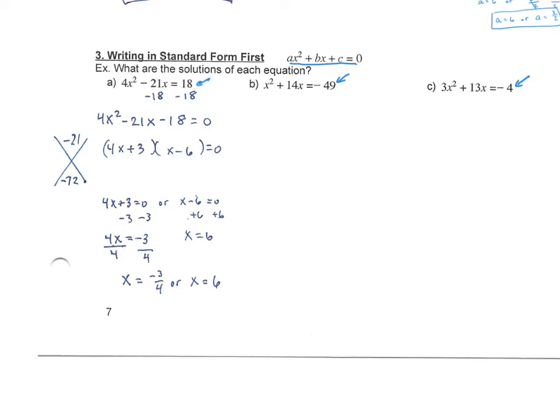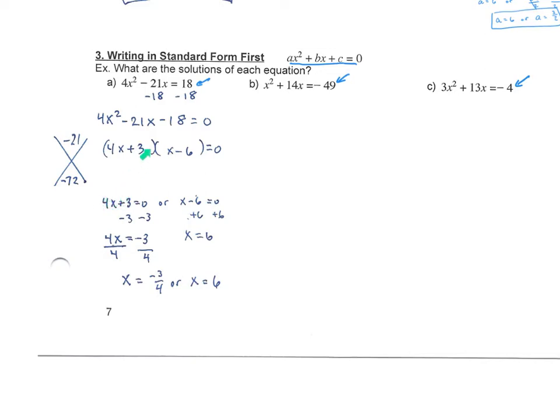equals 18. So I go ahead and do my inverse operations to get 18 to the other side. So I subtract 18 on both sides. Rewrite it in standard form: 4x squared minus 21x minus 18 equals 0. When I factored it, it turns out that I have 4x plus 3 times x minus 6 equals 0. Again, if you're having trouble going from here to here, you need to go back and probably look at videos from 8.5 and 8.6, because that's where we really covered that.